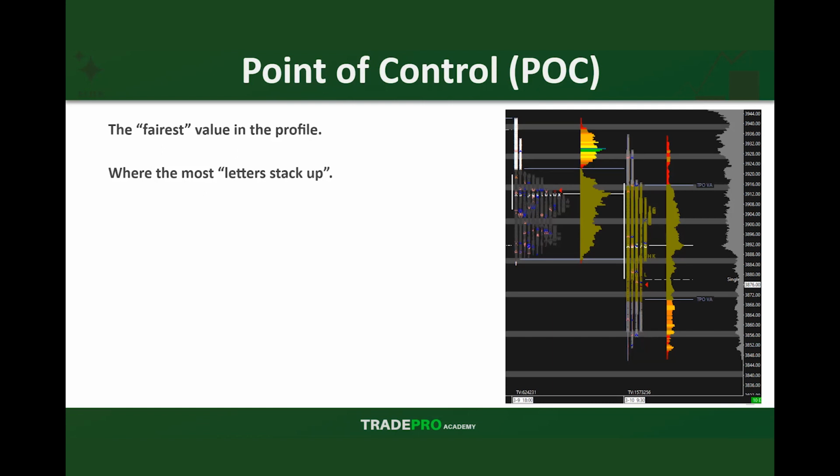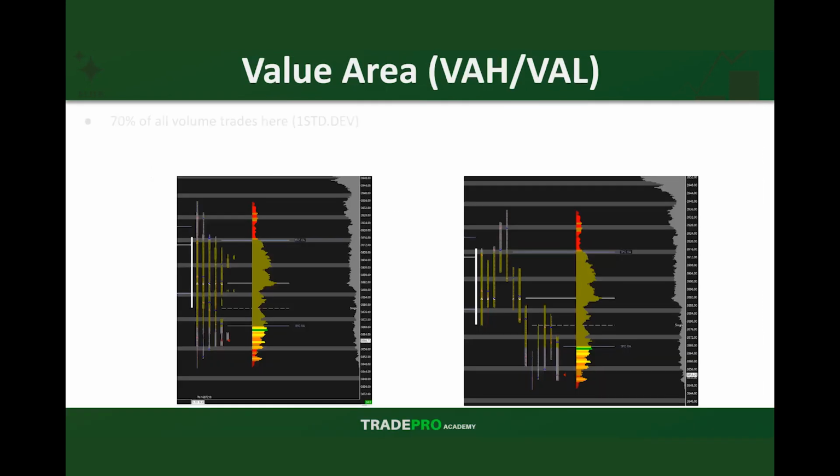This is where the most letters stack up, where you have the longest span of letters, and it's always going to be in the value area. The single most volume in a session, the single most time spent in a session. The value area is where 70% of all volume is traded, the first standard deviation. In distribution theory, we should understand that the balance should hold.